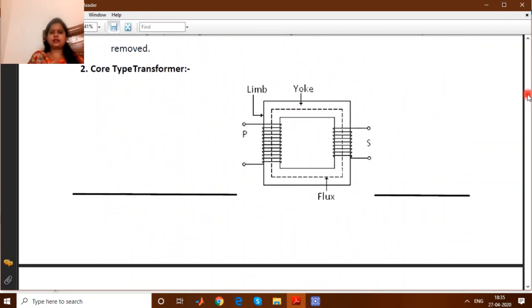Next, in the core type transformer, there is a core. This horizontal part is called the yoke, and this is a limb, and this is also another limb. So this is called the primary limb, where the primary winding is wound and the supply is connected over here. The secondary winding is wound over the secondary limb, and the load is connected over here. So this type of transformer is called a core type transformer.